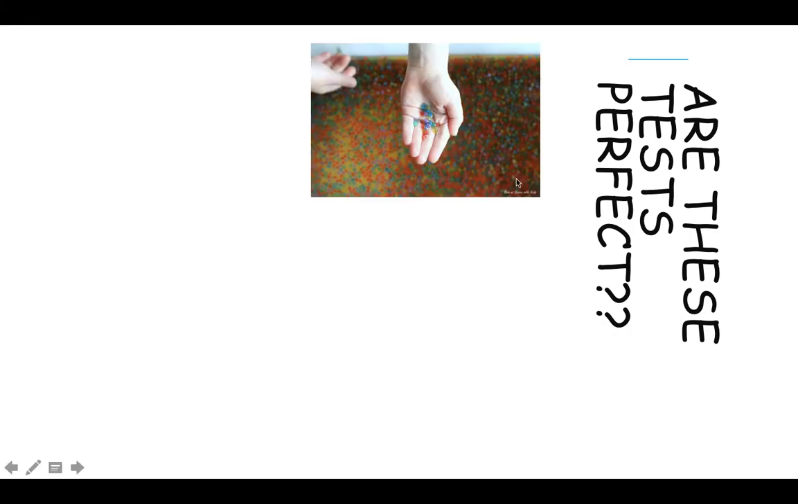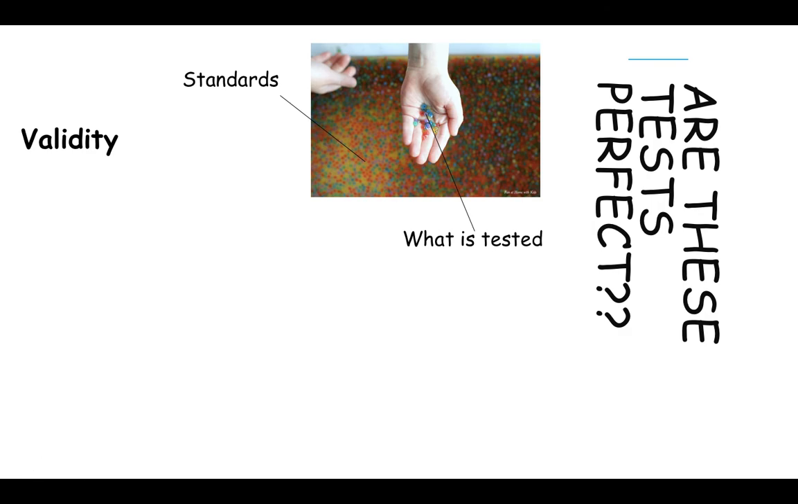Imagine that this whole bowl of marbles are all of the things that you've learned throughout the year. Those are all of the standards. And then this handful is what's tested. So when we think about validity, right, am I measuring all of your knowledge, or am I just measuring your knowledge of what happened to be tested? Now, there are efforts, trust me, to make sure that what's tested is representative of all the standards, but it can never be perfect. So that's one thing to think about in terms of validity.